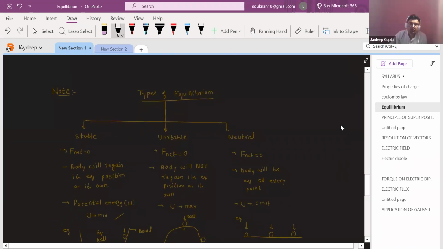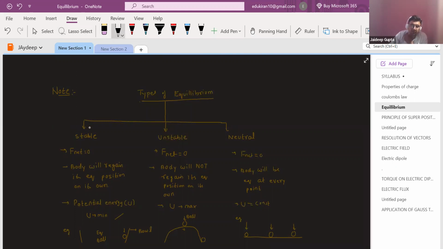Now, types of equilibrium. There are three types of equilibrium. First is stable equilibrium, unstable equilibrium, and neutral equilibrium. In equilibrium, the net force is zero. But what is the difference between these three equilibriums?